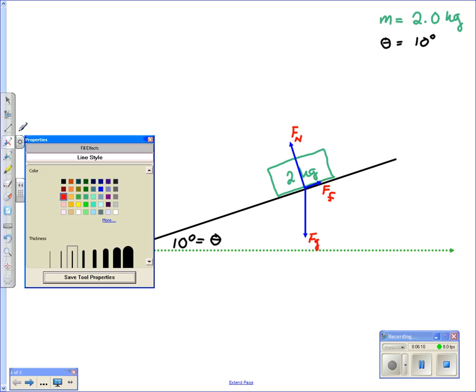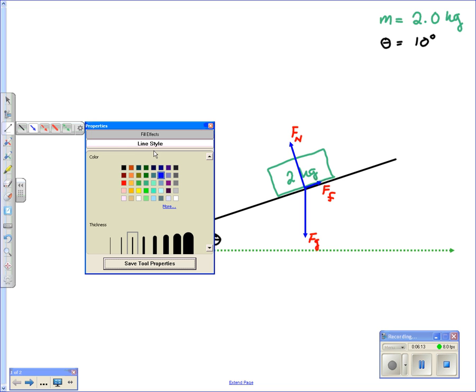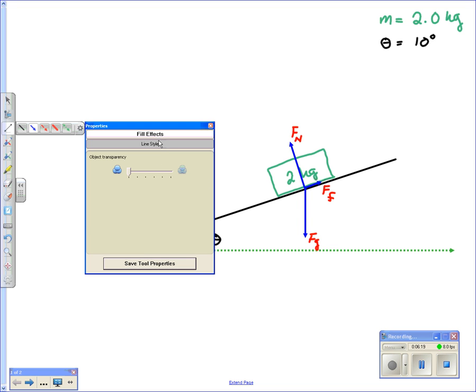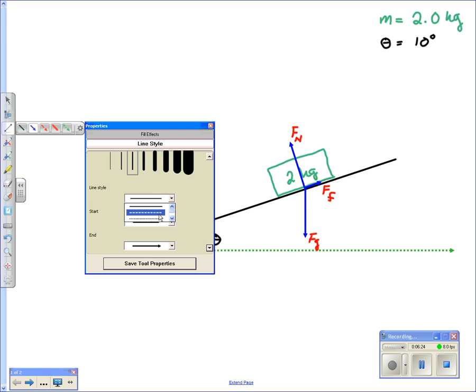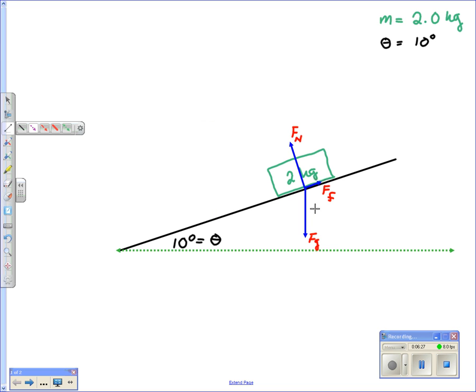I'm going to select some lines here, and I'm going to make them a different color. We're going to go with purple, and we're going to go with the line style being dotted. Okay, we're going to go with a very fine dot. So what we're going to do is say that the component here, we're going to move that so it lines up nicely. Right there. And there's also a component in this direction as well.